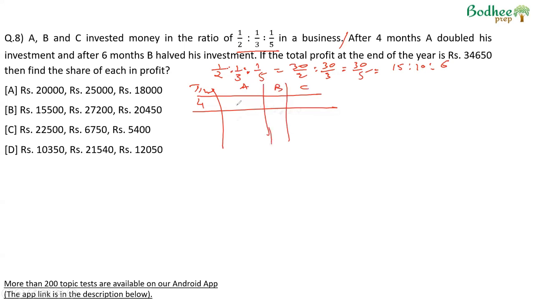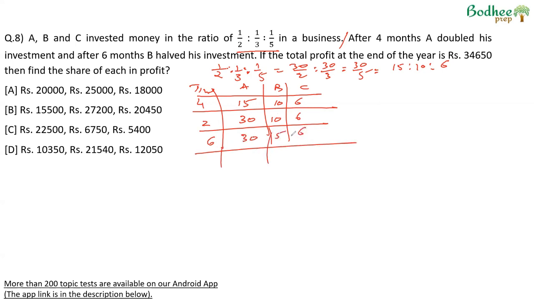For the first 4 months, the investment remains the same. Then A doubles the investment. And after 6 months, B changes the investment for the next 6 months. The investment for the first months is 15 is to 10 is to 6. At this point, A doubles, it becomes 30, B remains the same, C remains the same. After 6 months, B halves his investment. A will remain the same, B will become half, C will remain the same.